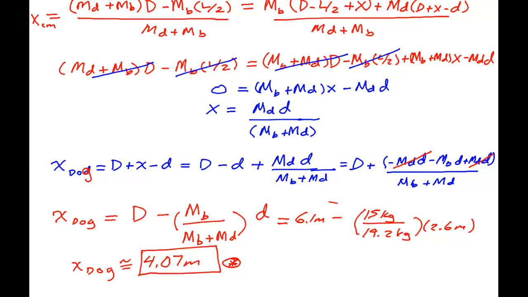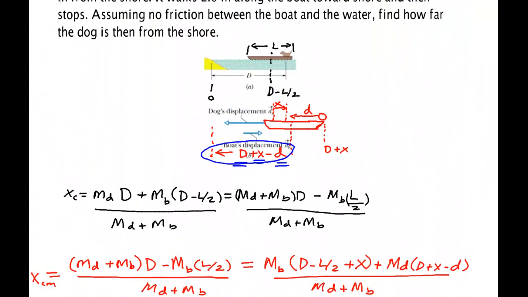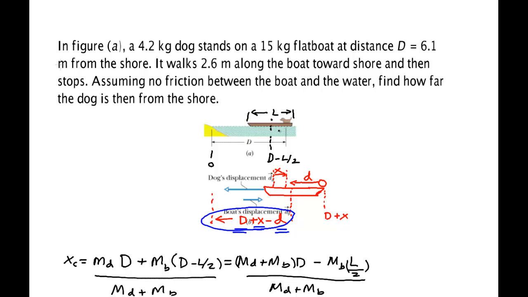All right, that finishes this example of applying the center of mass to a problem where an object is trying to conserve linear momentum because there's no net external force.